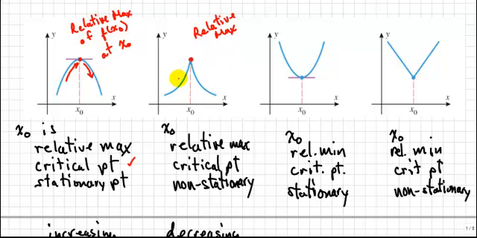But look what's happening here. Our function is increasing before the point, decreasing after the point. It's a critical point. So we call this a critical point. This is an example of a stationary critical point. And this is an example of a non-stationary critical point.